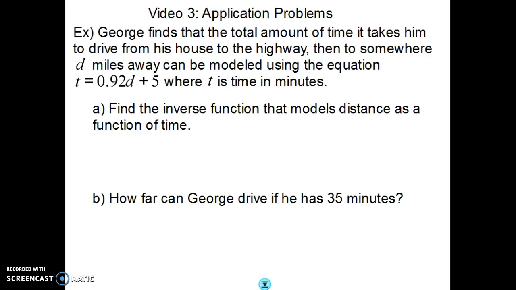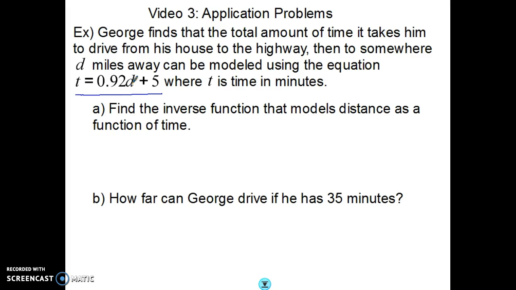In this video, we're going to be looking at a couple application problems for inverse functions. So we'll start with the first one. George finds the total amount of time it takes him to drive from his house to the highway, then to somewhere d miles away, can be modeled using the equation t equals 0.92d plus 5, where t is time in minutes. Now in the current version of this equation, t is our output and d is the input.